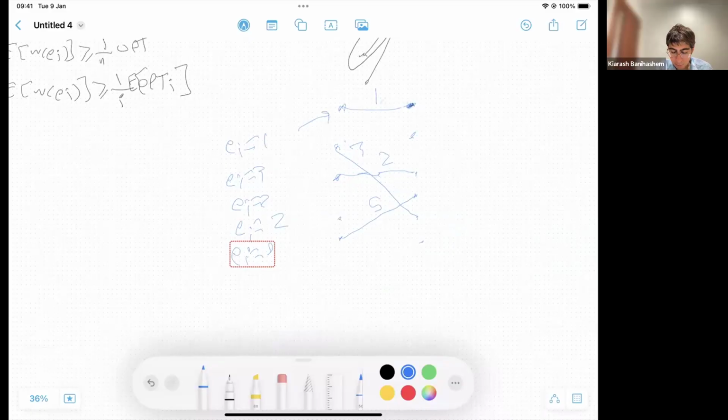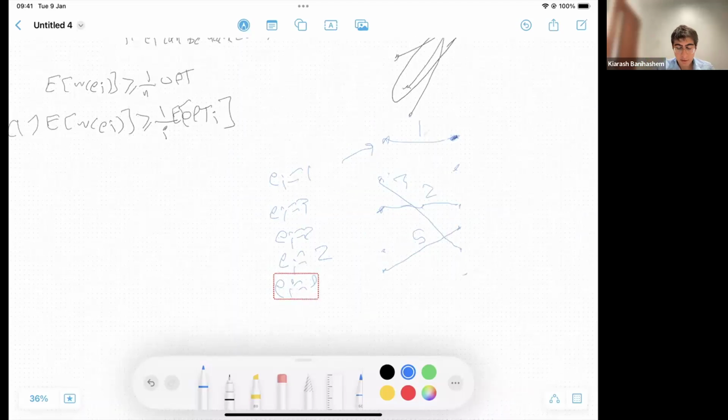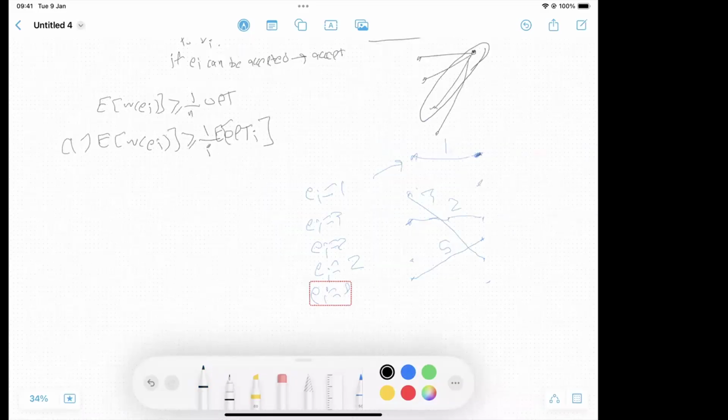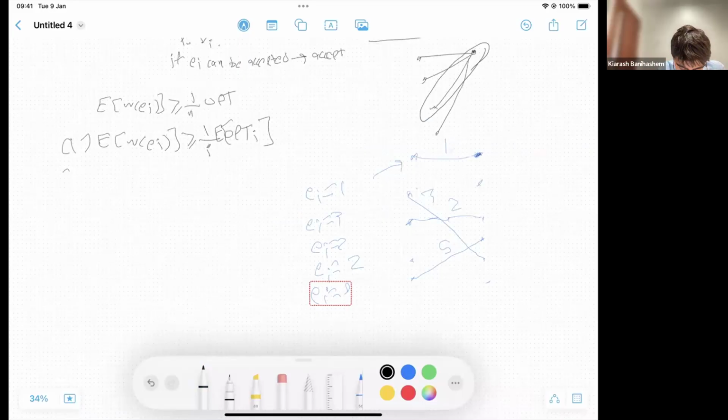Yeah. Because the vertex that arrives at time I is going to be chosen uniformly at random from the set of the first I vertices, expectation of WEI is going to be 1 over I expectation of opt I. Now the second claim is that expectation of opt I is going to be bigger than I over n expectation of opt.